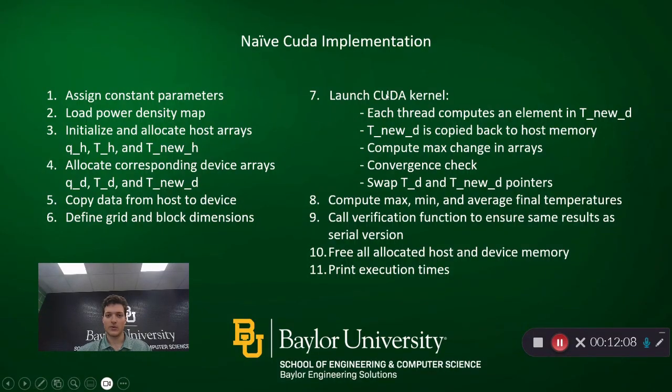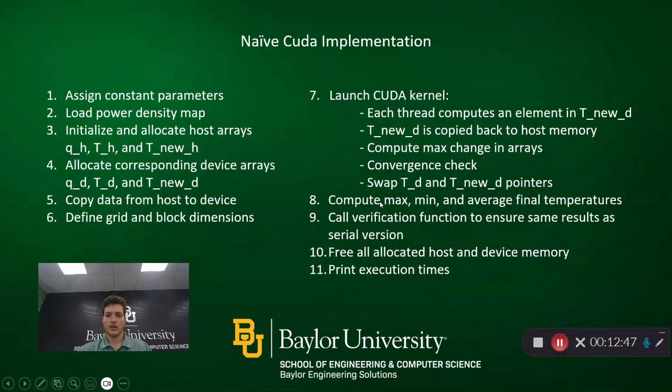All right, and then going into the CUDA kernel launch, each thread is now going to compute an element in the T new array. So instead of having an unnecessary loop there, each thread will be launched and compute its own new element. So about 65,000 threads will be launched. I'll copy the entire T new array every iteration back into host memory and use that same function as before to compute the max change element-wise, check for convergence, and swap T and T new pointers. No need to copy anymore, can just swap the pointers.